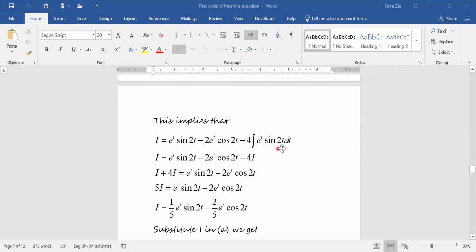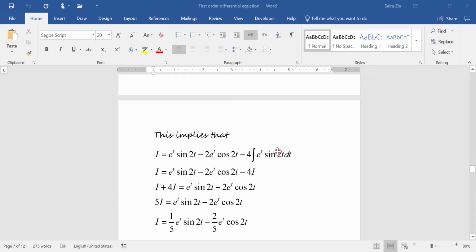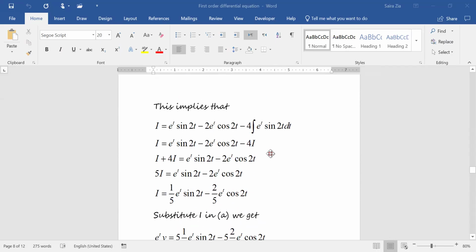So in the next step we write all this again, with what we get from this tabular integration, and after that we will simplify. Also, we started with this integral, so we replace it with I. So after that we are going to get e power t sine 2t minus 2 into e power t cos 2t minus 4I. This 4I we can take to this side, minus 4I becomes plus 4I, and on this side we are left with these terms.